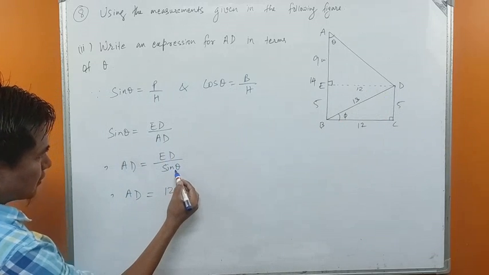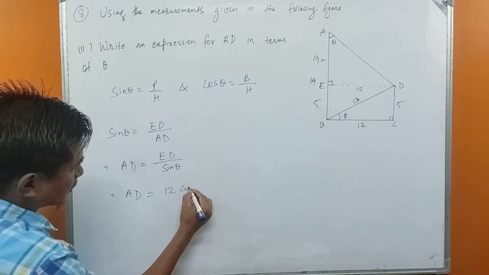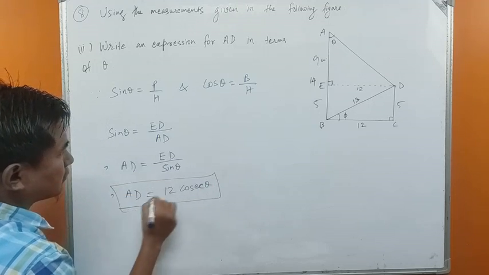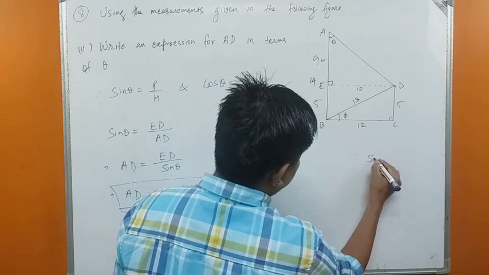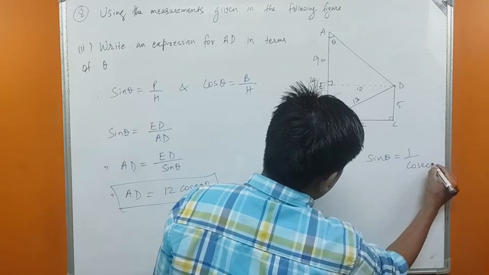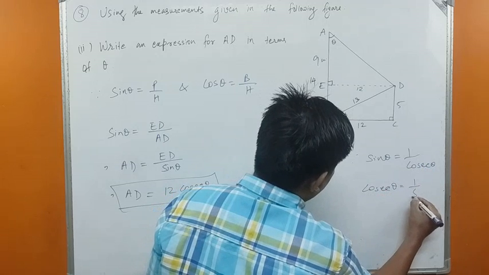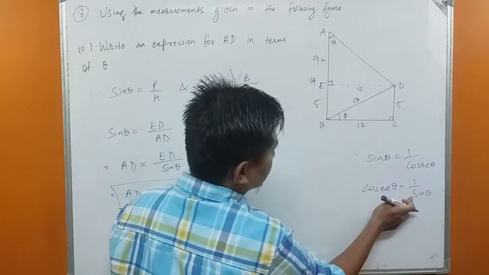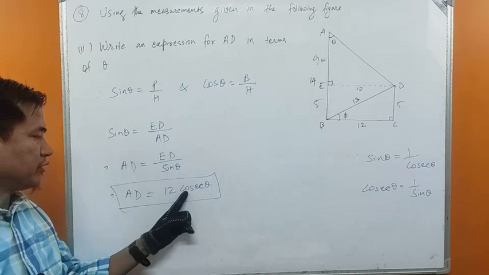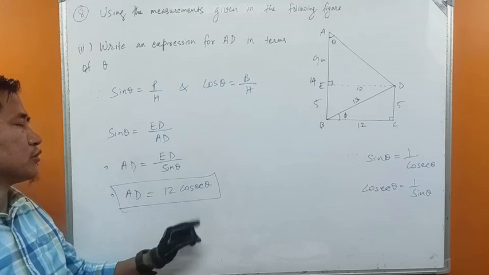And if I take this sine theta to the numerator, it becomes cosec theta, because sine theta and cosec theta are reciprocal of each other. Sine theta equals 1 upon cosec theta, and cosec theta equals 1 upon sine theta. So AD equals 12 into cosec theta.